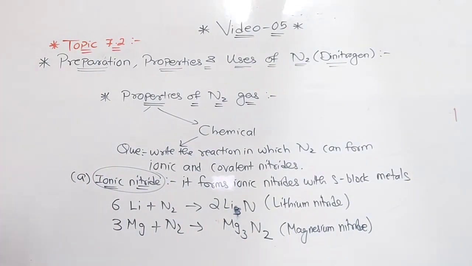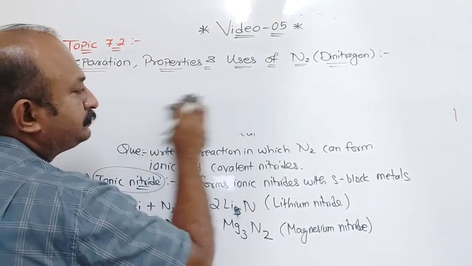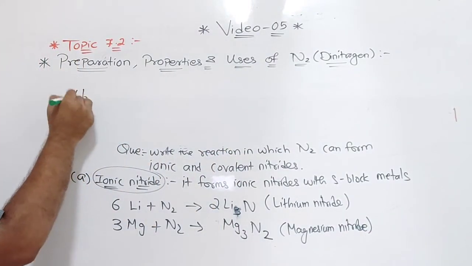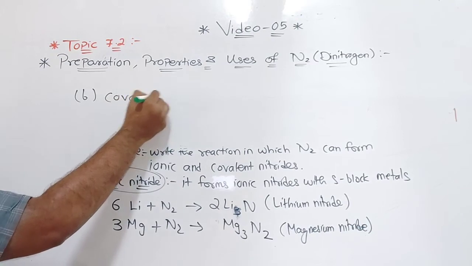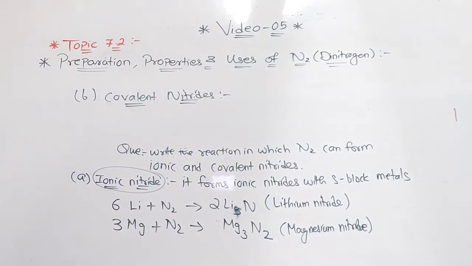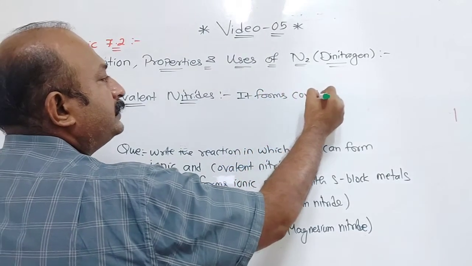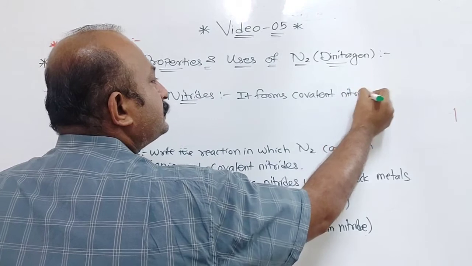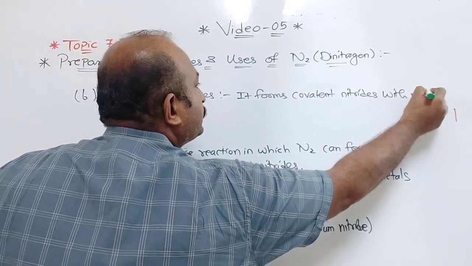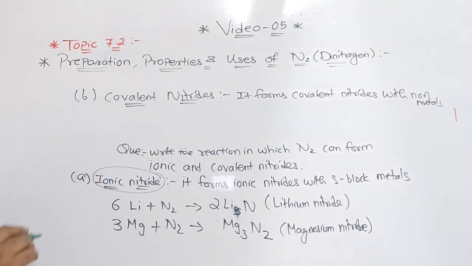Understood? Now we will talk about covalent nitrides. So that I will write on the top. Covalent nitrides. Now with what does it form covalent nitride? You can see in your textbook on page number 175 it is given. It forms covalent nitrides with non-metals. You can see that. Covalent nitrides with non-metals.